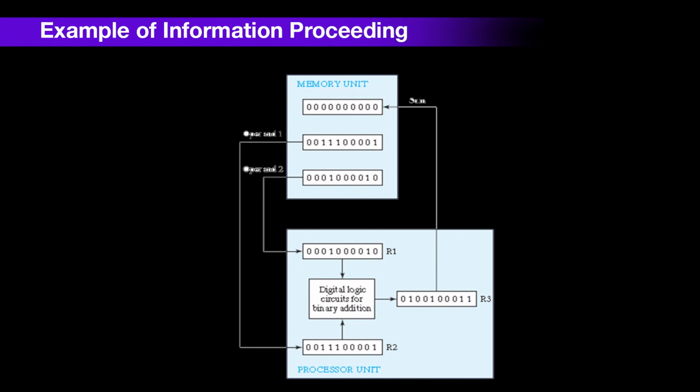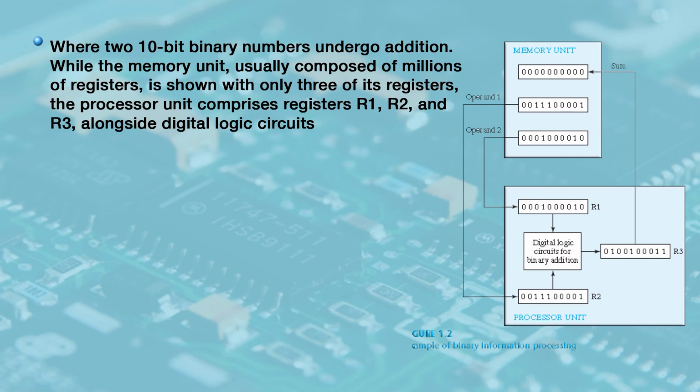In digital systems, effective processing of binary information relies on registers, which serve as data holders, and digital logic circuits, which manipulate individual bits of information. For instance, consider the scenario illustrated in figure number 2, where two 10-bit binary numbers undergo addition while the memory unit, usually composed of millions of registers, is shown with only 3 of its registers.